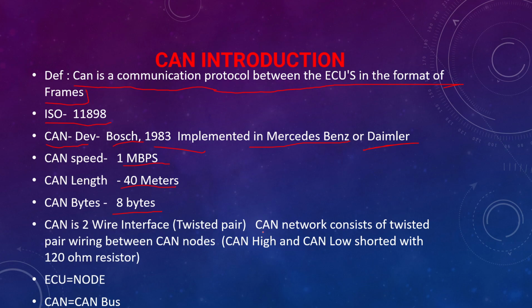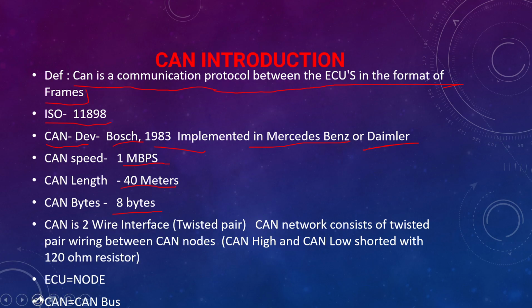One is a CAN high and one is a CAN low. The network consists of a twisted wire pair between the CAN nodes, so it attaches to the CAN nodes, right? The CAN high and CAN low are terminated with 120 ohm resistors at both ends. Why we use a 120 ohm resistor, I will show you in the definition and implementation in the next slide. Please wait for that.